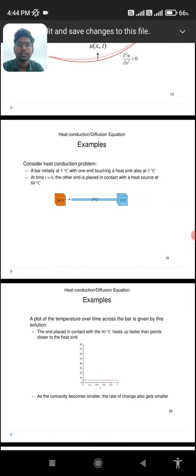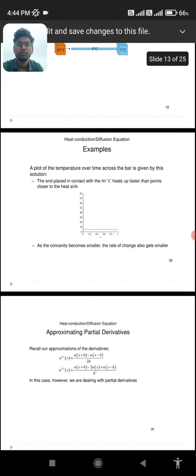Consider a heat conduction problem. A bar initially at 5 degrees Celsius with one end touching a heat sink also at 5 degrees Celsius. At time t equals 0, the other end is placed in contact with a heat source at 80 degrees Celsius. A plot of the temperature over time across the bar is given by this solution. The end placed in contact with 80 degrees Celsius heats up faster than points closer to the heat sink. As the concavity becomes smaller, the rate of change also gets smaller.